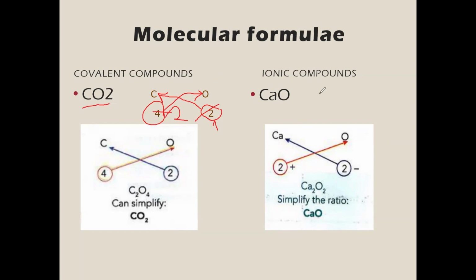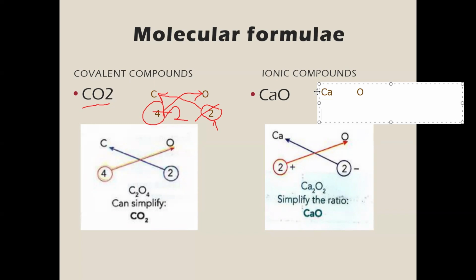Calcium oxide. So calcium and oxygen. The valency of calcium is 2. You can know the valency very easily from the periodic table. As we said, it is known from the group number. And the valency of oxygen is 2. Okay? The valency of each atom will be crossed to the other atom.